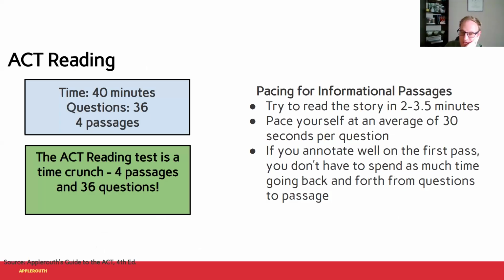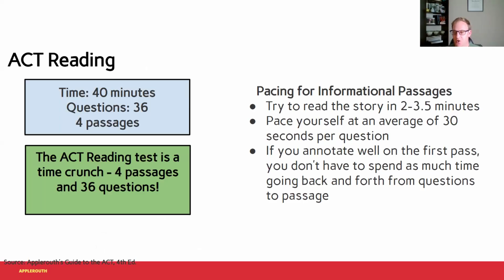Reading, the last required section. 40 minutes, 4 passages, 9 questions apiece. And that's a bit of a time crunch. That's a lot of stuff, especially because it's the third section. So we have our 10-minute break and we come back and just get launched into this.